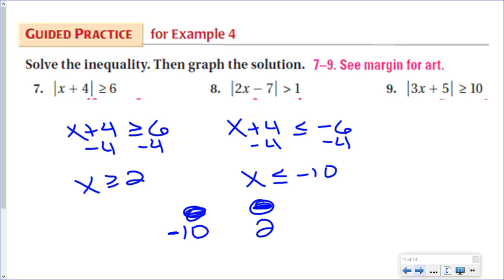Alrighty, and then it's x is greater than or equal to 2, so it looks like it's going that way. X is less than or equal to 10 goes that way. The rule, though, still applies. As you're solving for x, if you have to multiply or divide by a negative, you flip the inequality. So sometimes you have to flip the inequality twice.